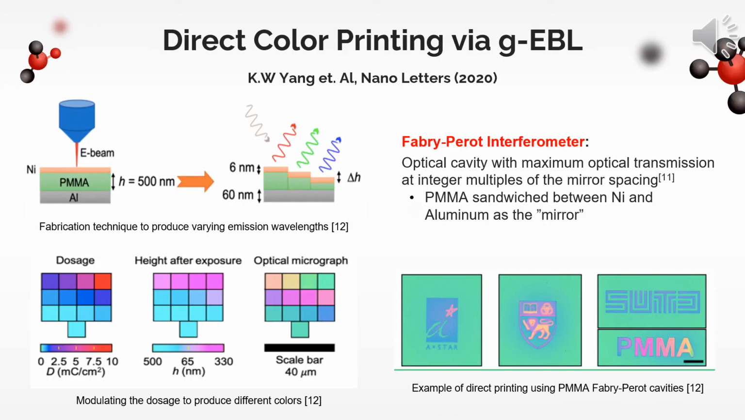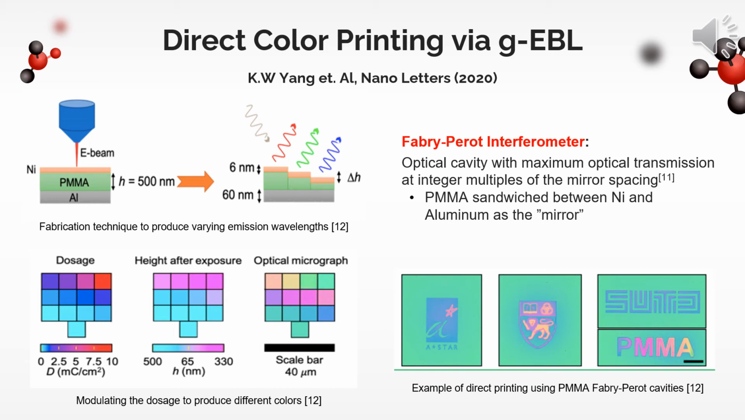Fabry-Perot interferometers are optical cavities with a maximum optical transmission at wavelengths which are integer multiples of the mirror spacing. By placing PMMA in between two metal plates, it forms a Fabry-Perot cavity. Here, aluminum and nickel act as the mirror. Fabry-Perot cavity colors are strongly related to the cavity length, or in this case, the thickness of the PMMA layer.